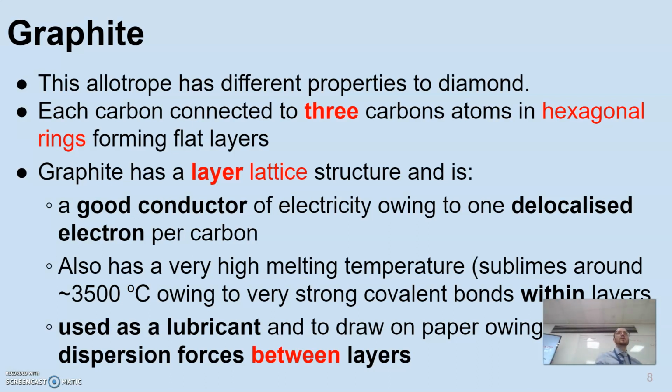So hexagonal rings, we call this a layer lattice. So diamond is known as a network lattice. Graphite is a layer lattice. Each carbon bonded to 3. Right, it's also very strong. However, it's softer. Still strong, still sublimates. It's softer because there are weak bonds between layers.